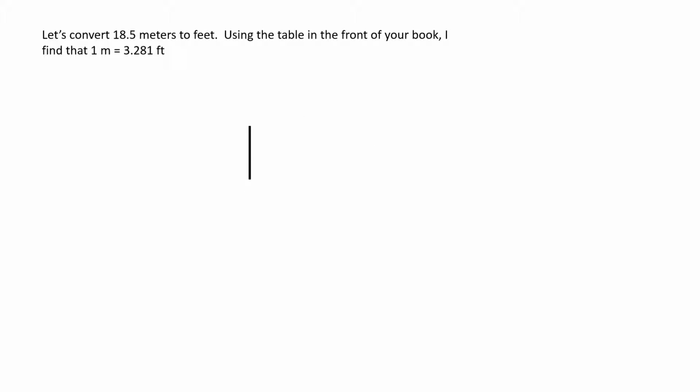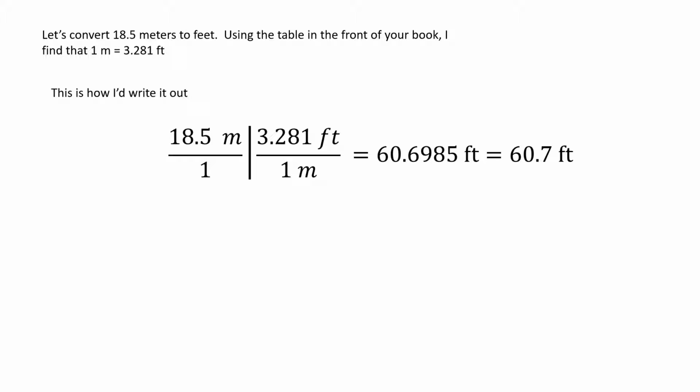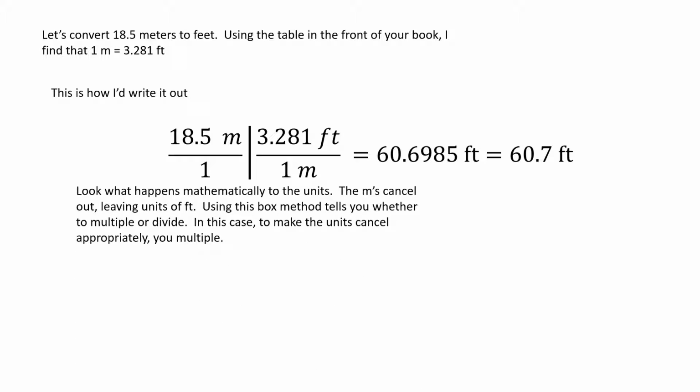Let's convert 18.5 meters to feet. Using the table in the front of our book, I find that 1 meter is equal to 3.281 feet. This is how I would write it out. So I have 18.5 meters over 1. You don't have to put the 1 there if you don't want to. And then I have a box, and then I have my conversion factor, 3.281 feet per 1 meter. Notice mathematically I write this out so that the meters are going to cancel out. The m's cancel each other out, leaving the units of feet. Using this box method will tell you whether you have to multiply or divide by your conversion factor.